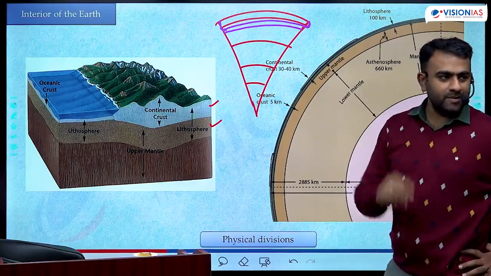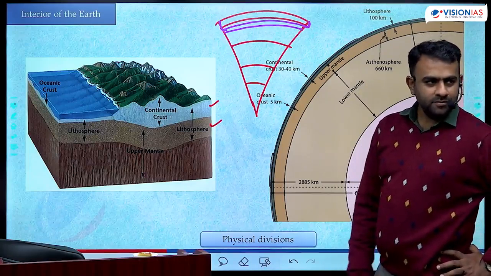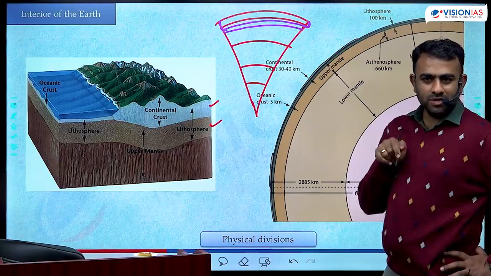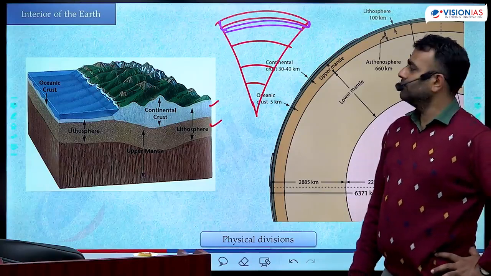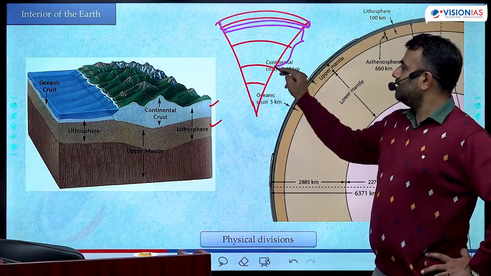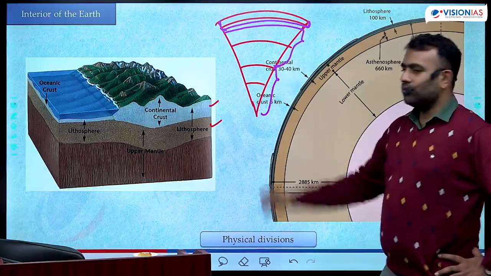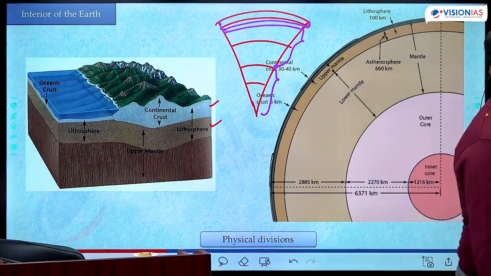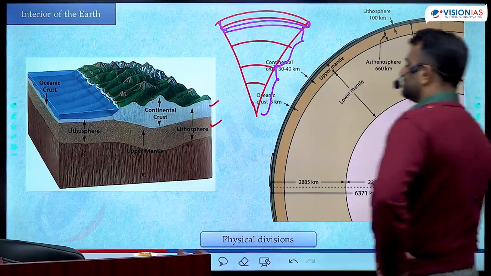Now what is the middle part of the upper mantle? Asthenosphere, semi solid, semi liquid. It is called the low velocity zone because earthquake waves slow down. It provides cushion to the lithosphere. The rest of the mantle and the lower mantle together we will call mesosphere. The entire core we will call barysphere. Okay? These are the physical divisions.